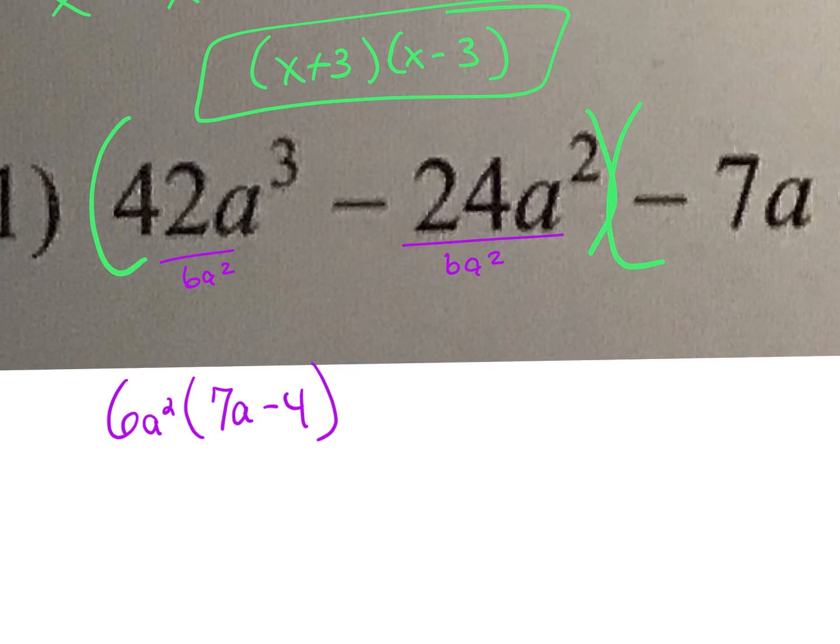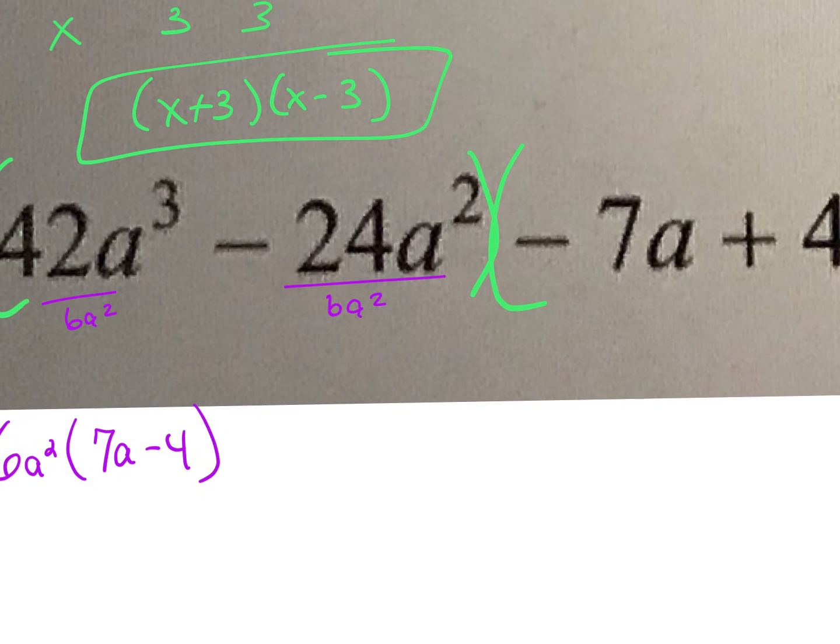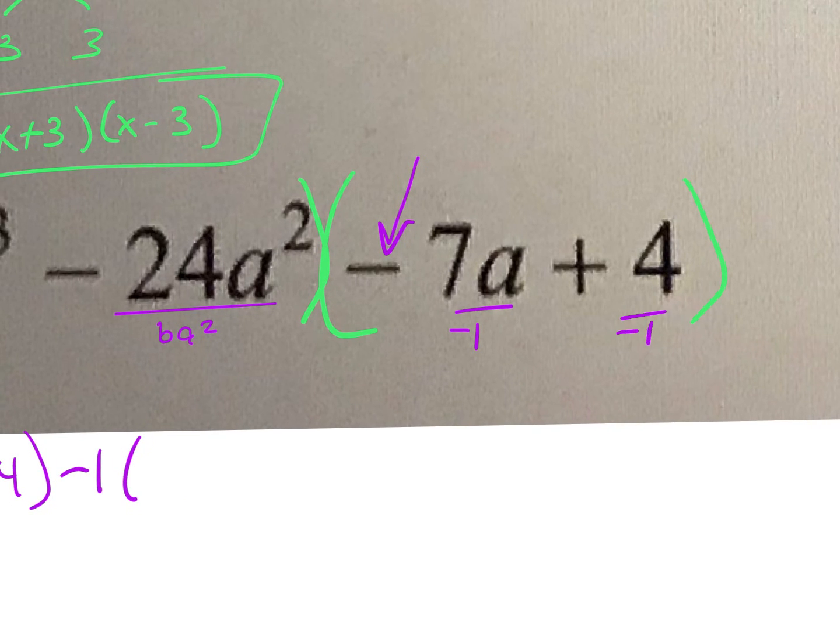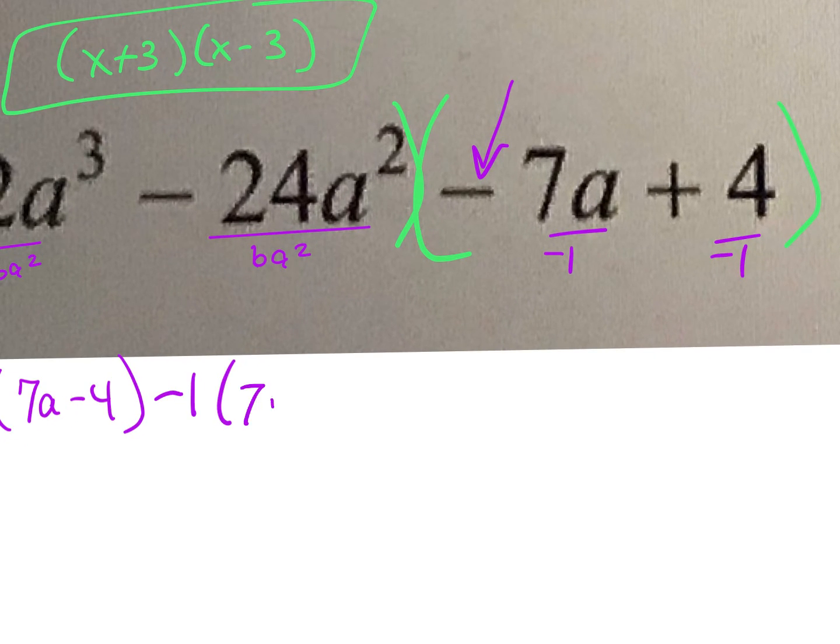Now I look at my second parenthesis. It kind of already looks like the parenthesis that I have. But I'm leading here with a negative. If I lead with a negative, then I need to take a negative out. So what can I take out of negative 7a and a positive 4? I can take out a negative 1. And when I do, my signs change. So I have created a parenthesis that says 7a minus 4.